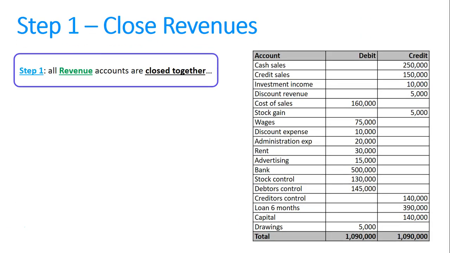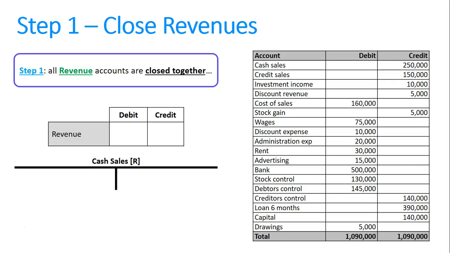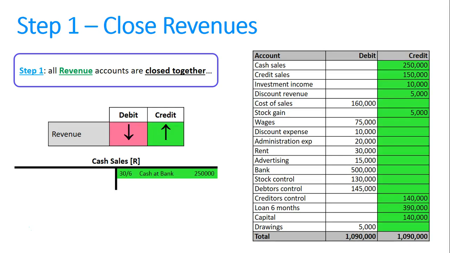Step 1, all revenue accounts are closed together. What we've got is a big trial balance there. Which ones are the revenues? Well, to help us figure that out, we can remember that a revenue, for example, cash sales, does it go up as a debit or a credit? If we've remembered our rules of double entry accounting, all revenues go up on the credit side. So in the trial balance, we only need to look on the credit side for step 1, all revenue accounts are closed together.